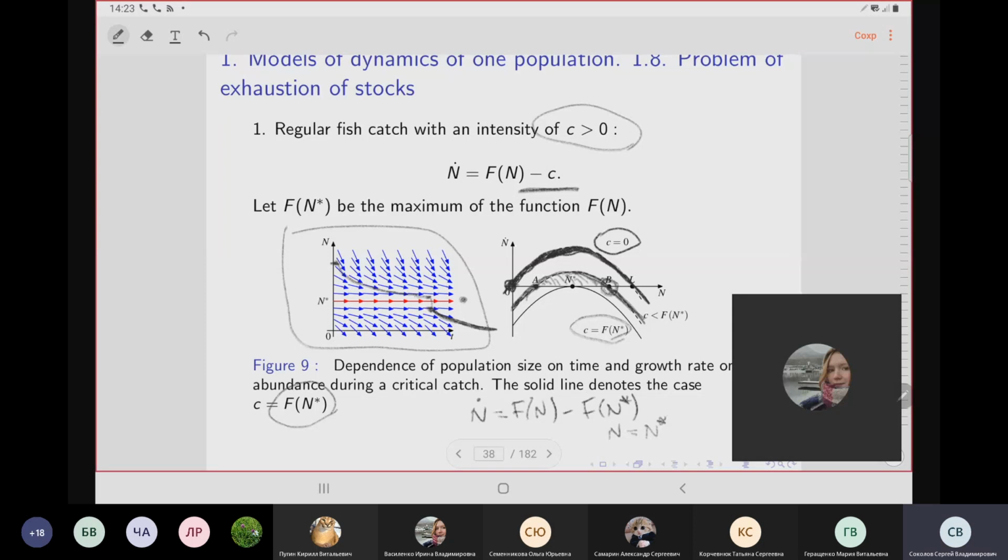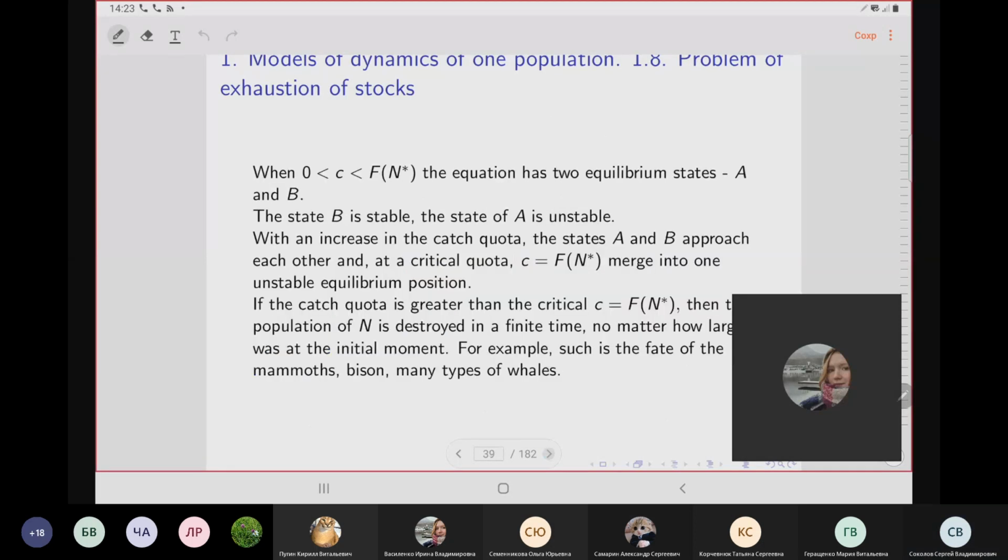Let us look at another picture. So it's just written in my words. The point A is unstable, the point B is stable, then A and B become more and more close. Finally, they merge into one unstable equilibrium position.